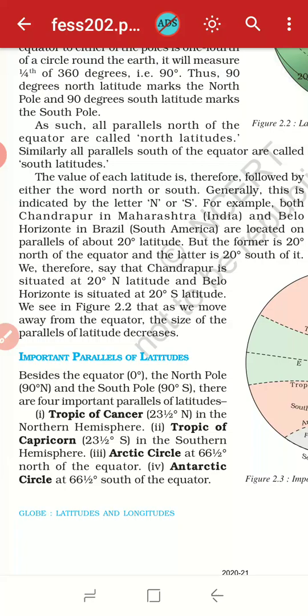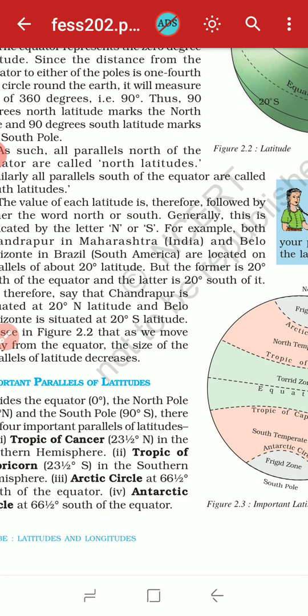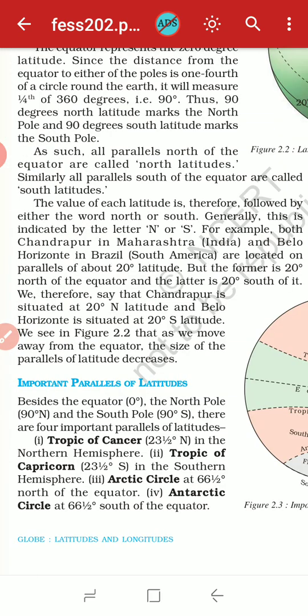I am repeating this example again so that you can easily understand. Both Chandrapur in Maharashtra and Belo Horizonte in Brazil are located on the parallel of 20 degree latitude, but the former is 20 degrees north of the equator and the latter is 20 degrees south of it.